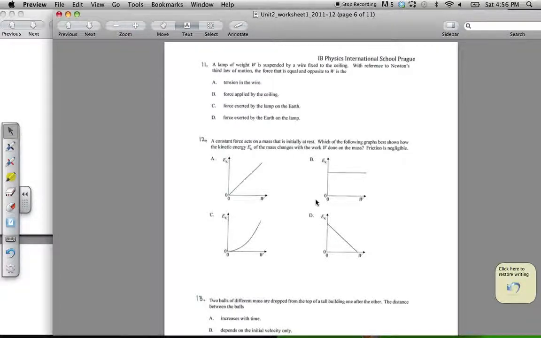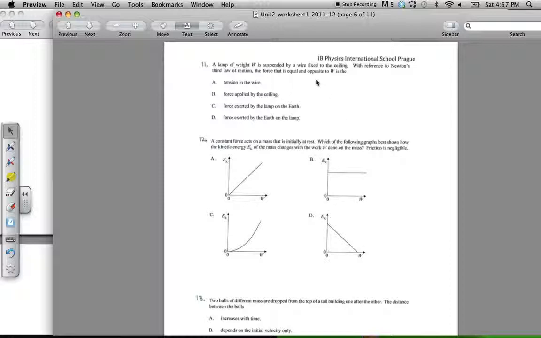Here we have 3 questions on this page. A lamp of weight W is suspended by a wire fixed to the ceiling. With reference to Newton's third law of motion, the force that is equal and opposite to W is the... So we've got the different forces now. Newton's third law says to every force there is an equal and opposite force.